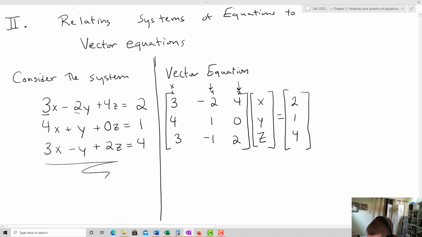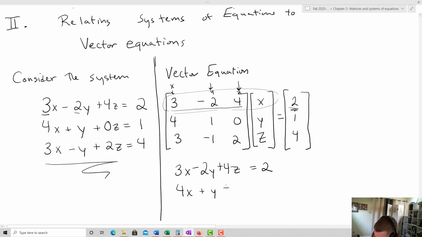Okay, so let's see. Remember that when we multiply matrices, we're going to multiply rows by columns. We'll use dot products for rows by columns. So this is going to be 3 times x minus 2 times y plus 4 times z equals 2. That's the first line, and basically that's going to be this thing here set up equal to the right-hand side. Then we'll take 4x plus y plus 0z will equal 1. And that's that second product.